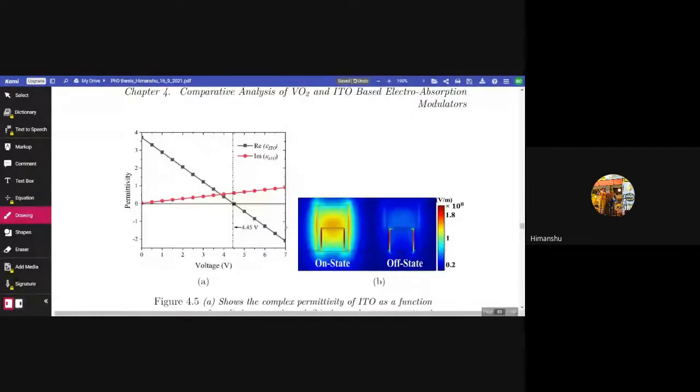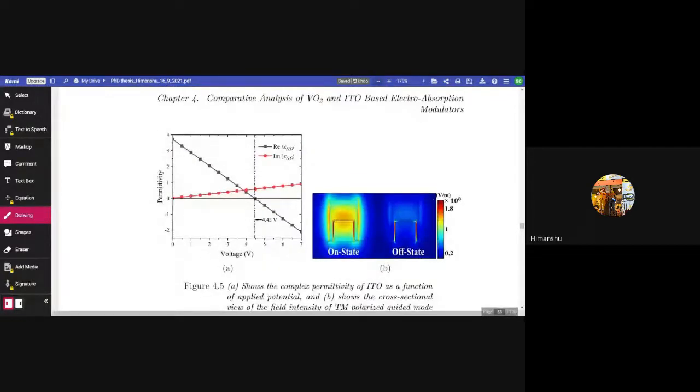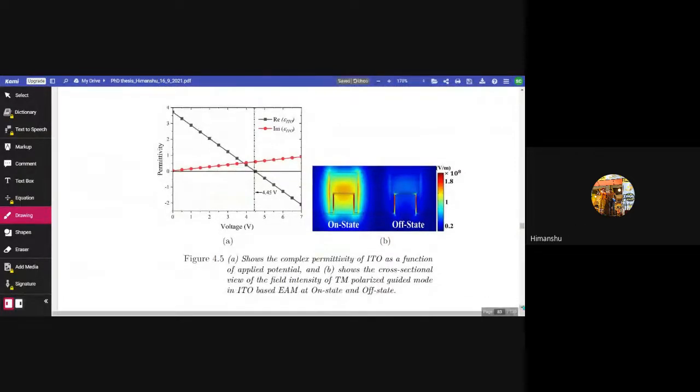So coming to figure 4.5, figure 4.5a shows the complex permittivity of ITO as a function of applied potential, and figure 4.5b shows the cross-sectional view of the field intensity of TM polarized guided mode in ITO-based EAM at on-state and off-state. Figure 4.5a shows the permittivity with respect to voltage, that is, how the applied potential affects the real and the imaginary part of the permittivity of ITO. This graph has been shown previously also in chapter 2.